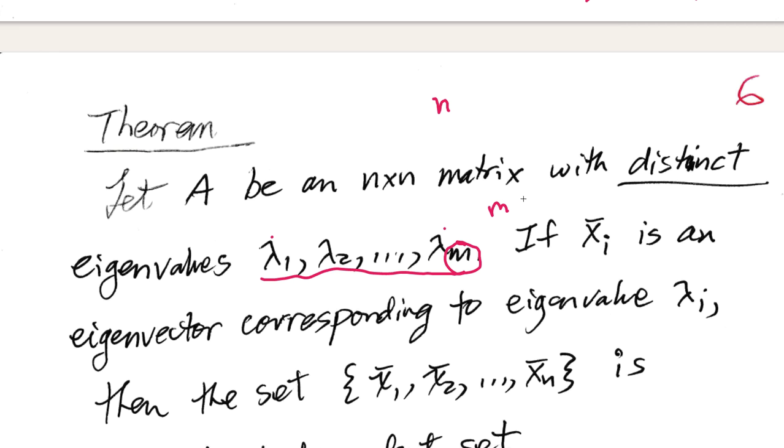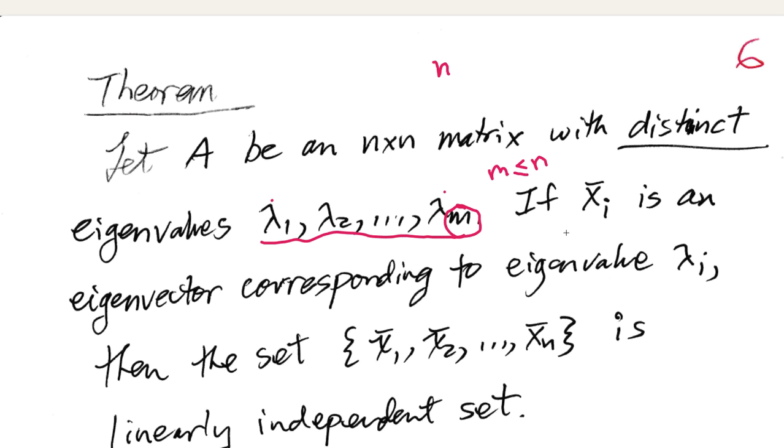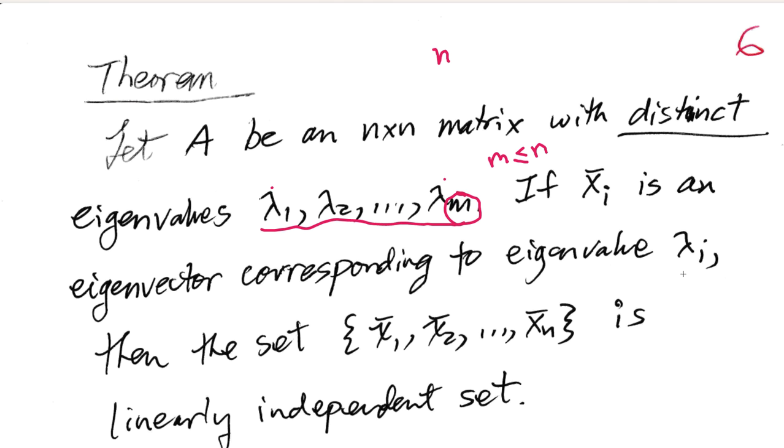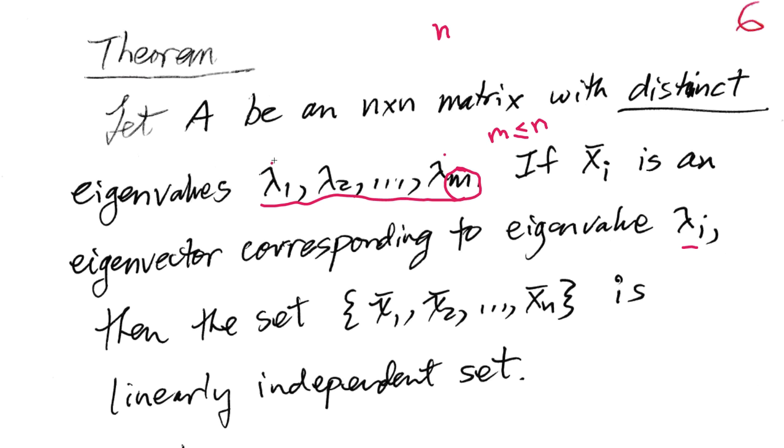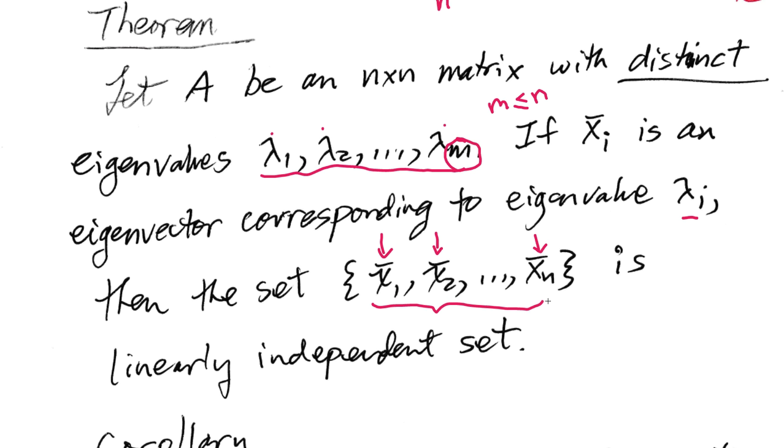You can't have more distinct zeros than you have zeros, right? Okay, but let's say this. If x sub i is an eigenvector corresponding to the eigenvalue lambda sub i, so for each one of these distinct ones I've got corresponding eigenvectors, then these are going to be linearly independent. So that's a theorem that you can use. So eigenvectors corresponding to distinct eigenvalues are linearly independent. Think of it that way.